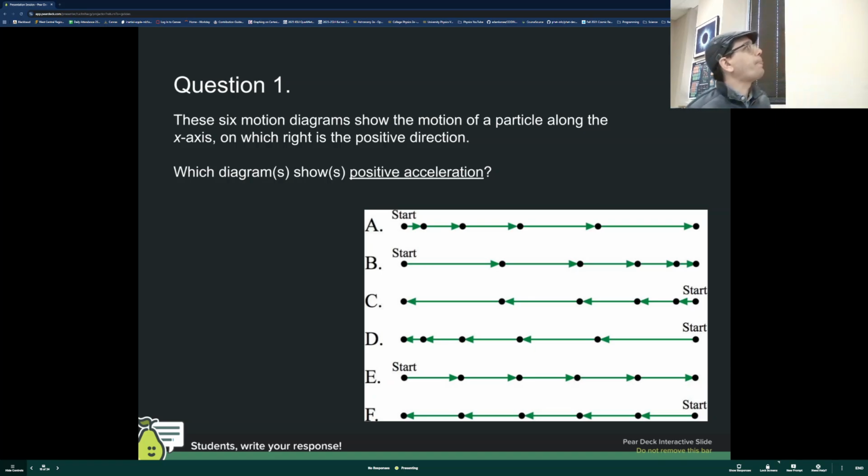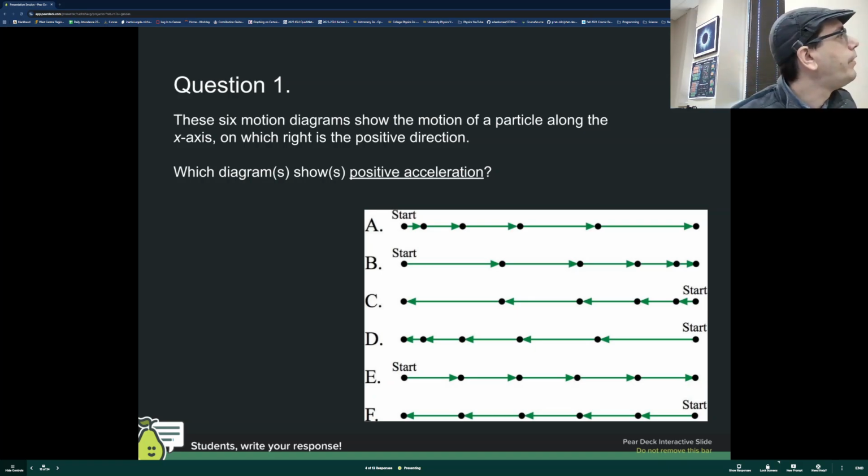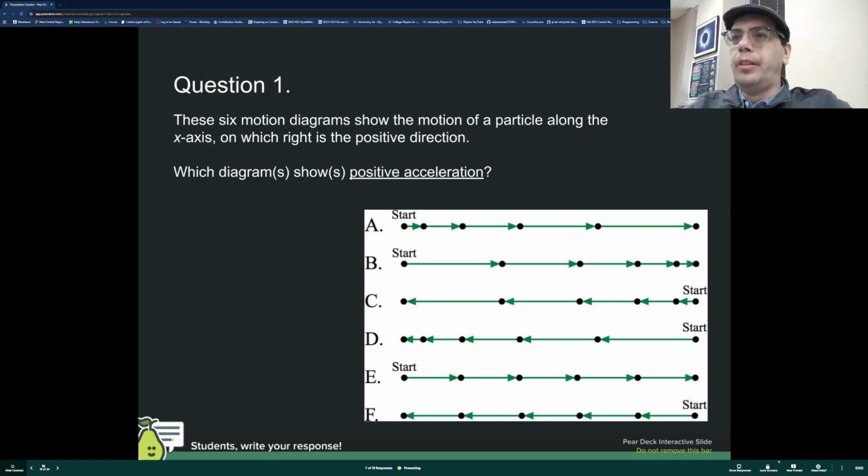So, I'm giving you 6 motion diagrams, and I want you to pick the diagram or diagrams that show a positive acceleration. So we've got the dots and the velocity vectors. We just want to know what acceleration that goes with it would be positive.